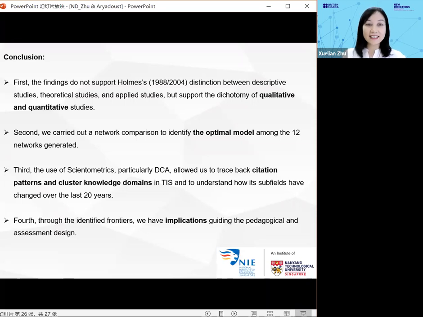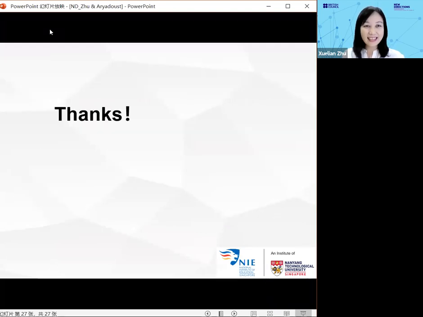And finally, through the identified frontiers, as I've introduced, we have implications guiding the pedagogical and assessment design. So that's the end of my presentation.